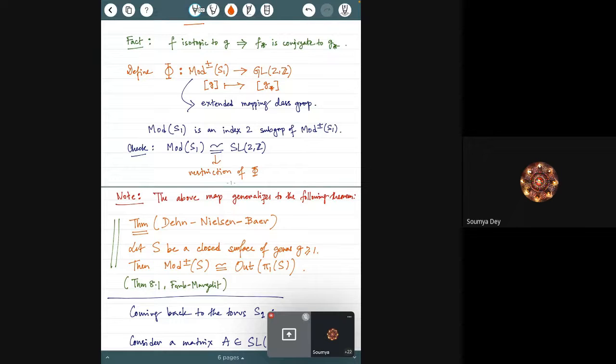I mean, if they are isotopic, then the induced map will be equal. That is true. Thanks, Praveen.